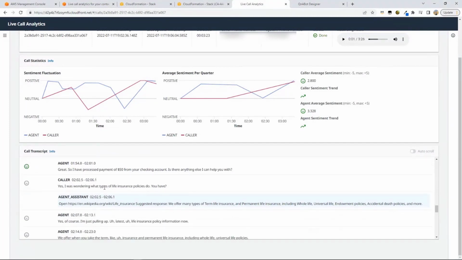Okay, so then Babu goes on to ask if I had any other questions, anything else you can help with? And this is where I just ask a simple question, wondering what sort of life insurance policies you have. This is a fairly straightforward example where that question I asked is just relayed in the back end to Amazon Kendra. And it so happens we have a frequently asked question in the Amazon Kendra index that knows the answer to what types of life insurance policies we offer.